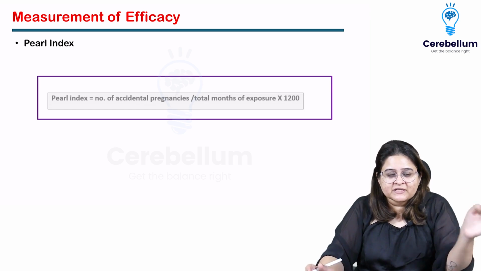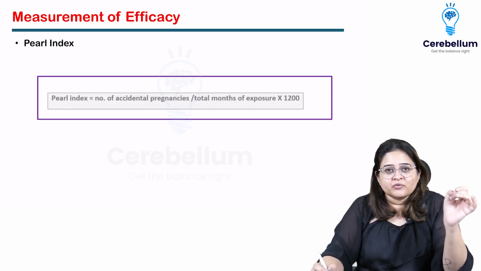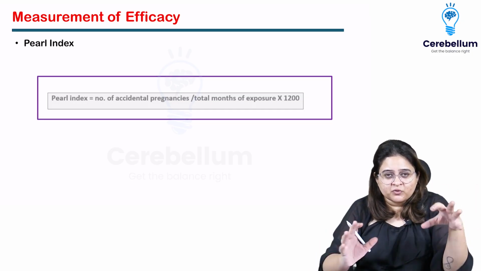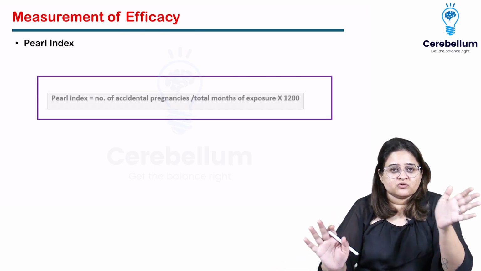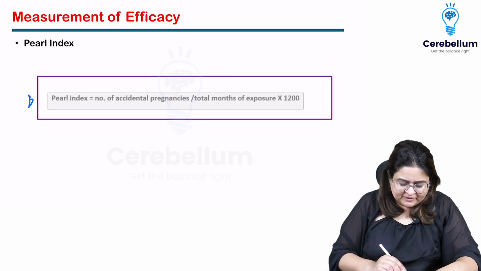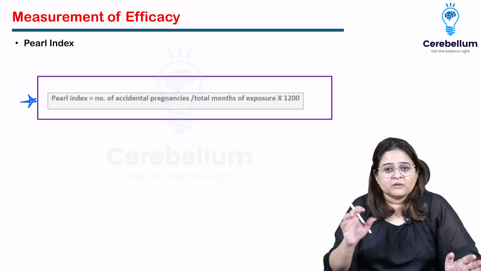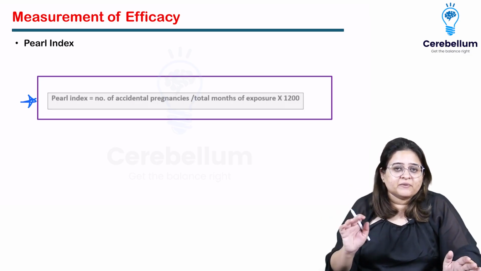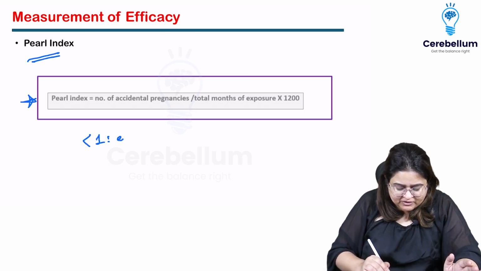Now, what is Pearl Index? Pearl Index is a measure of efficacy of a contraceptive method. What is the formula? It is the number of accidental pregnancies divided by the total months of exposure that the couple has towards that contraceptive method, multiplied by 1200. So, just to repeat, Pearl Index is the number of accidental pregnancies divided by the total number of months of exposure to that contraceptive method and multiplied by 1200. So that is the Pearl Index. If the Pearl Index is less than 1, it is usually said to be an effective method.